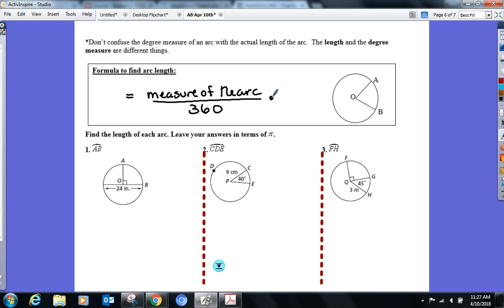times a formula you're pretty familiar with from yesterday. What's that formula from? Circumference formula. Okay. All right, we're ready. So the measure of the arc in degrees over 360 times circumference. All right, and again, you don't need to do this, but it's just times the circumference.